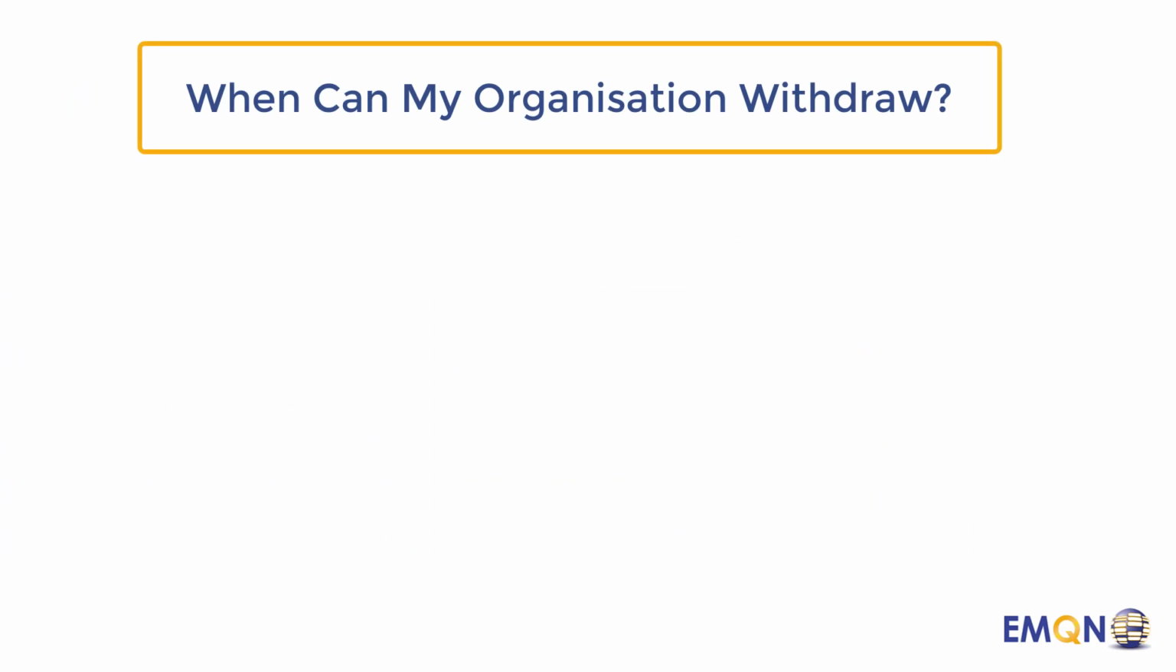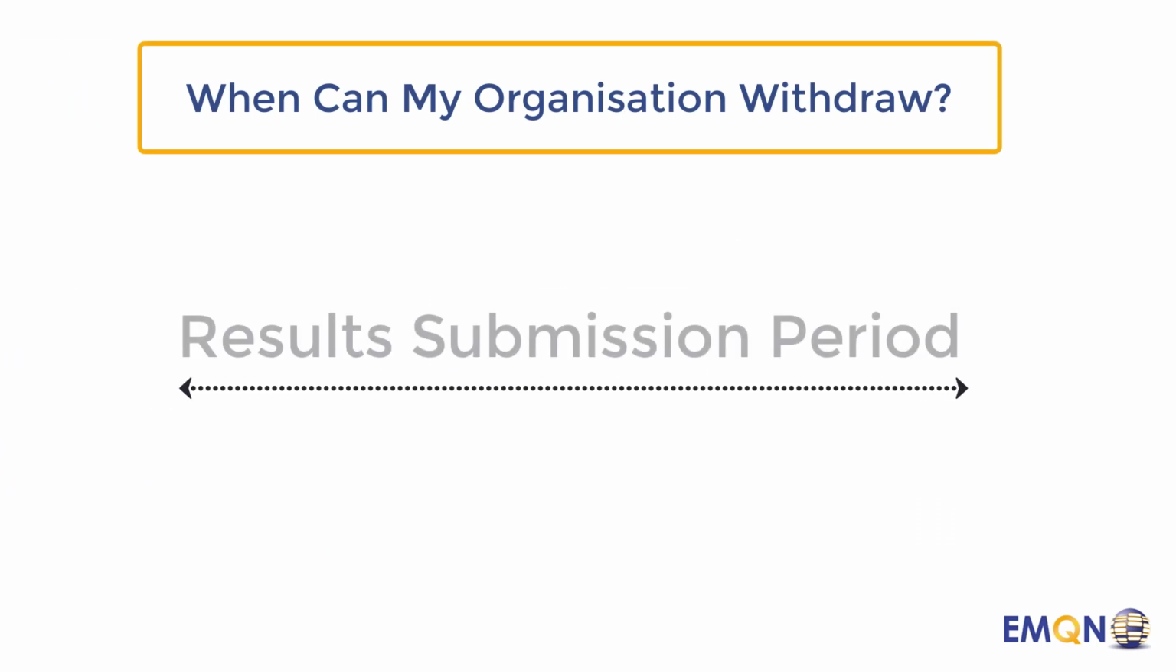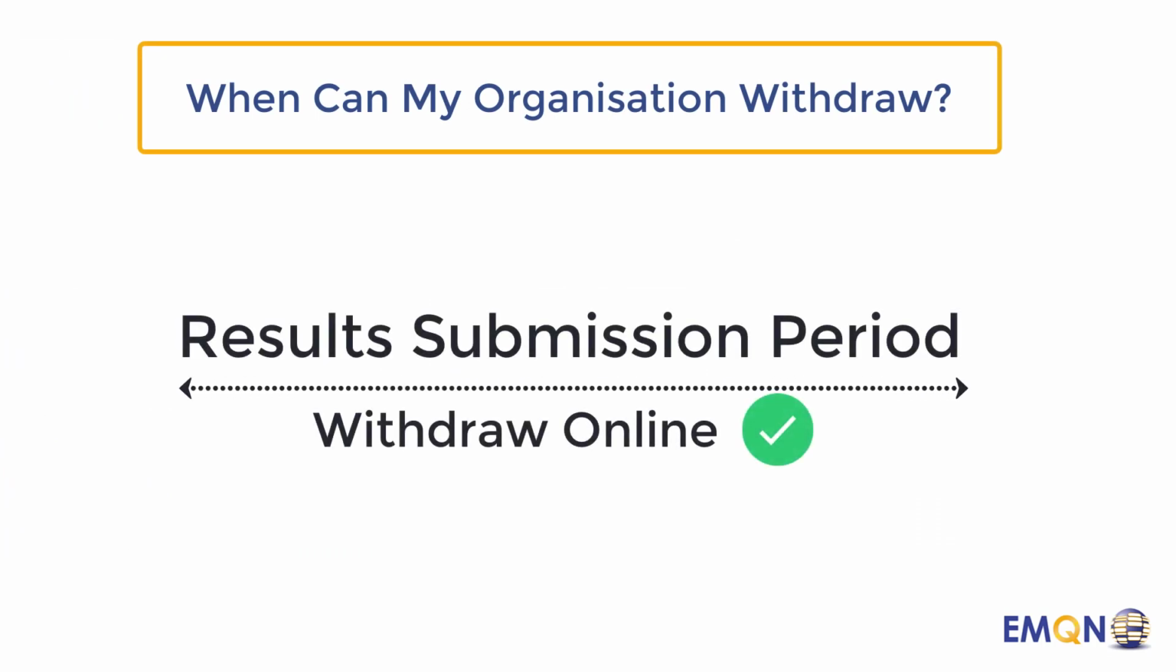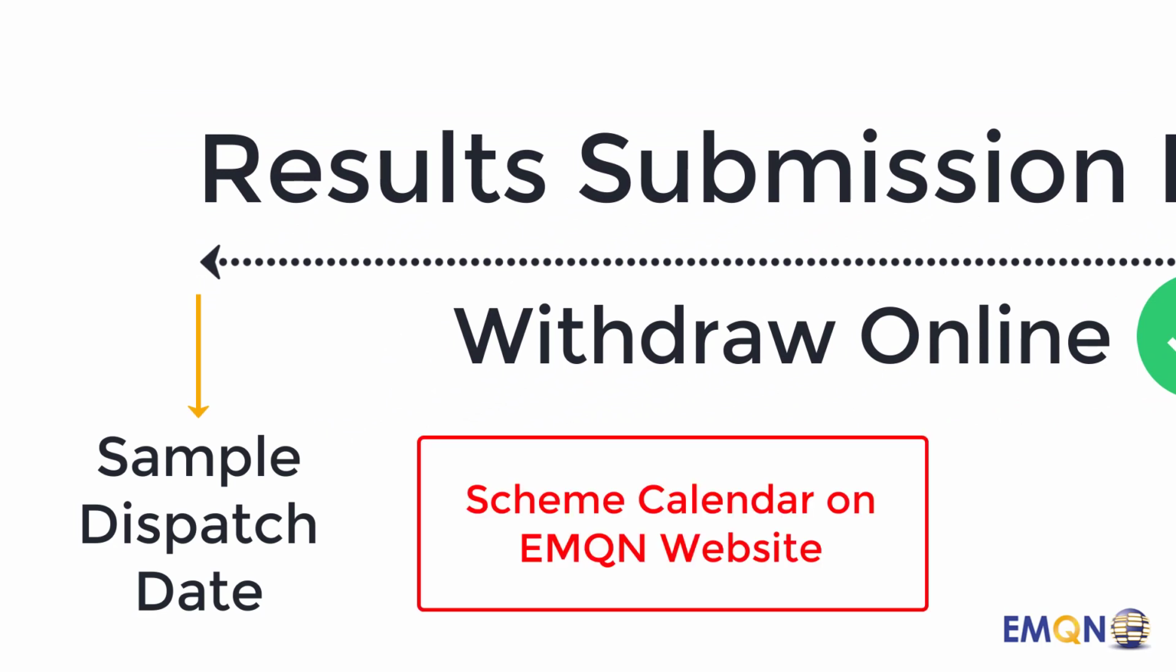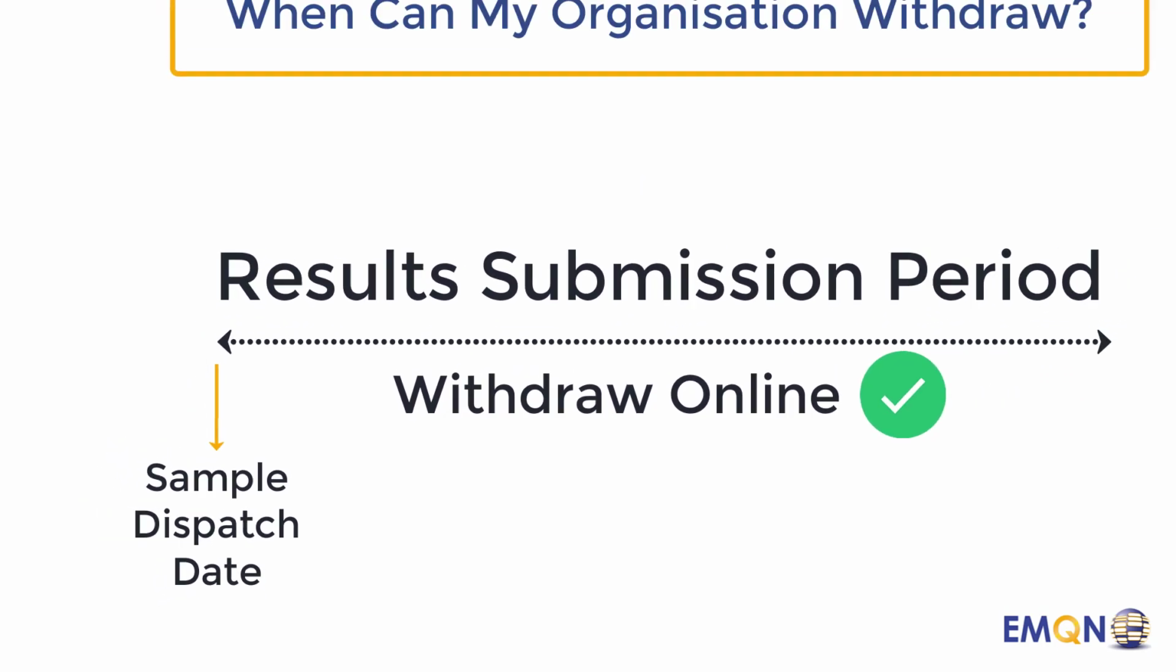Withdrawing from a scheme is only an option during the results submission period, as detailed on the scheme information accessed through your EMQN account or as detailed in the scheme instructions. The results submission period starts the day the samples are dispatched. Up-to-date dispatch dates for schemes are available from our website by accessing the scheme calendar, or you can contact the EMQN office for this information.